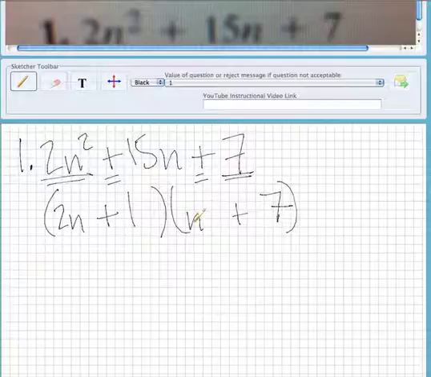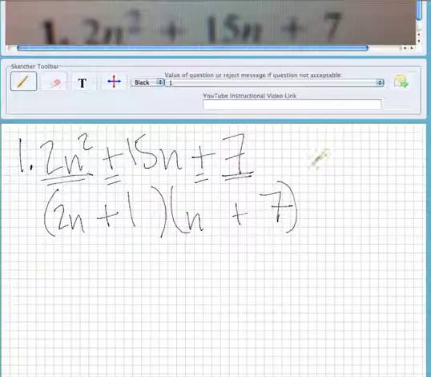And to check for 15n, if we FOIL it out, we'll do the outsides, which is 2n times 7 is 14n, plus n times 1, which is n, comes out to 15n.